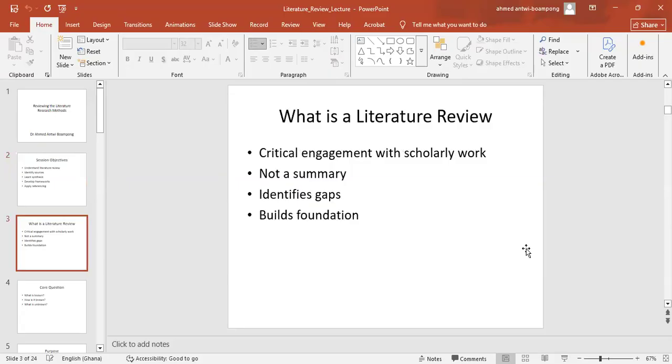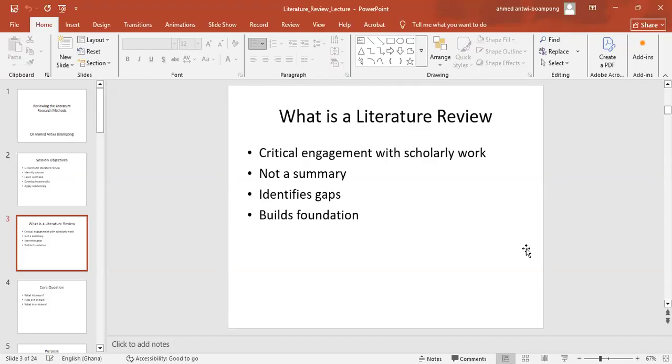So if I may ask, let me start with this fundamental question. What is a literature review? For those of you who have had a bit of experience conducting academic research, what idea or understanding do you have prior to this session? Can you share what you think a literature review is?